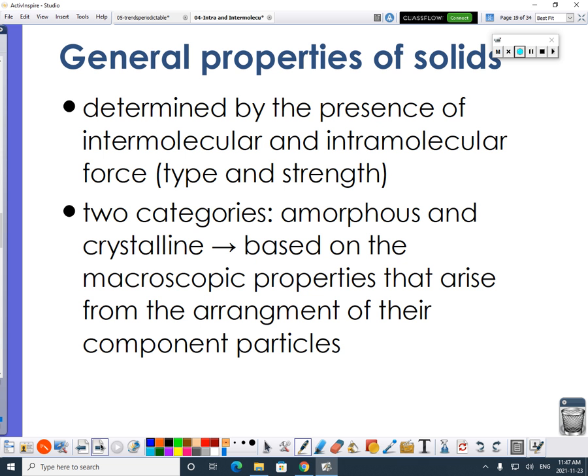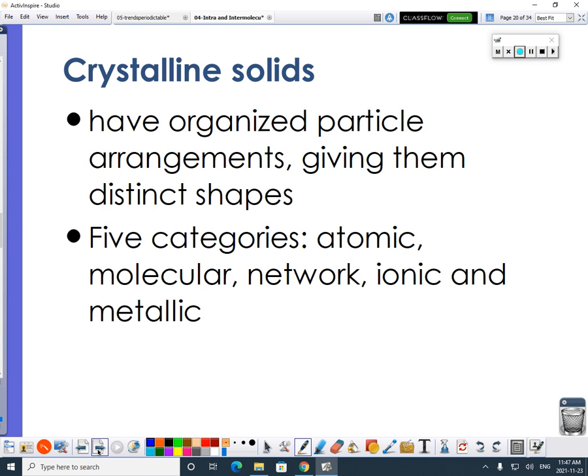So there are two very broad categories. Crystalline solids have ordered, organized arrangements, which means they're predictable. These are the ones that we're going to focus on, these 5 categories. If you have the note printed off in front of you, it says in this order: atomic, molecular, network, ionic, and metallic. Okay?